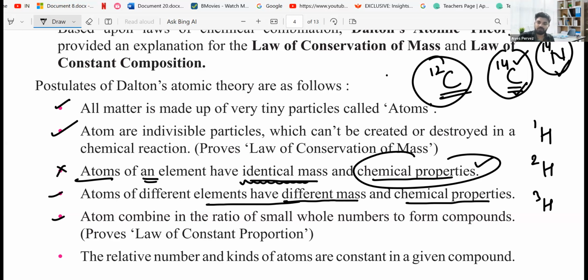And this one is the same. The atoms combine in a ratio of small whole numbers to form compounds. So this proves the law of constant proportion, as the relative number and kinds of atoms in a compound are constant. This will be asked in the examination: which postulate of Dalton's theory supports the law of constant proportion, and which supports the law of conservation of mass. Note it down.